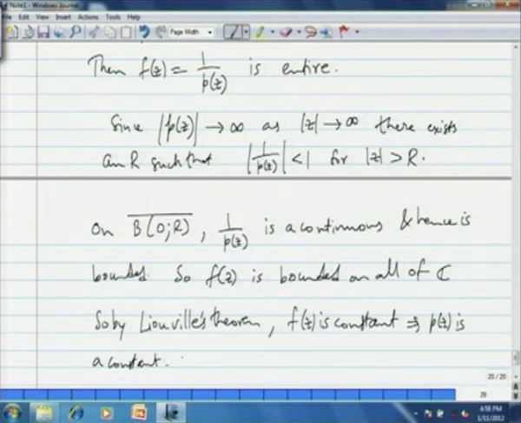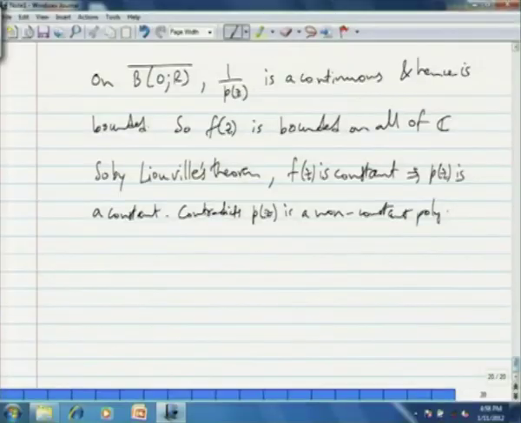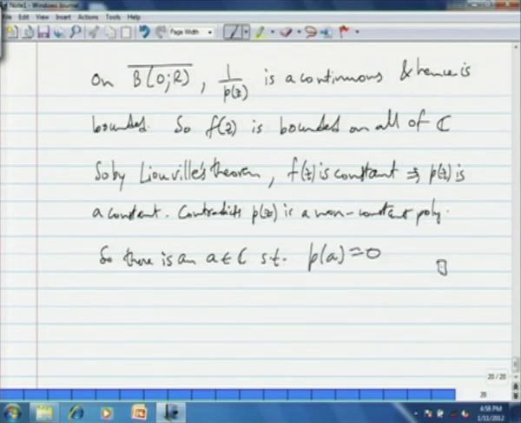So this contradicts p of z being a non-constant polynomial. Okay, so this cannot be possible, which means that there is an a such that p of a is 0. There is an a belongs to C such that p of a is equal to 0. Okay, that is the proof of the fundamental theorem of algebra.